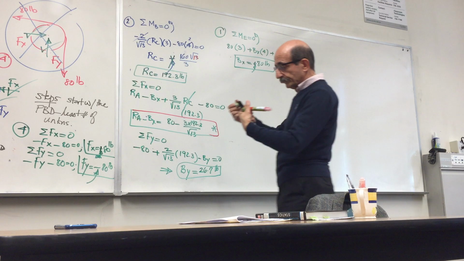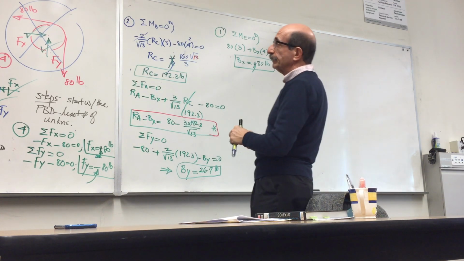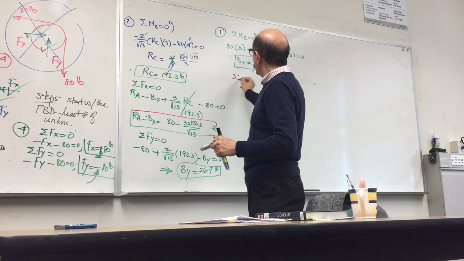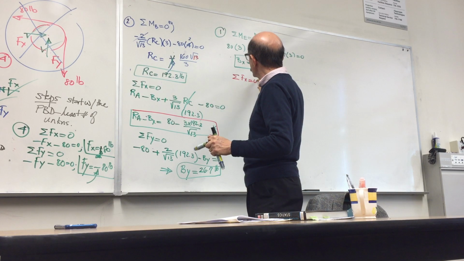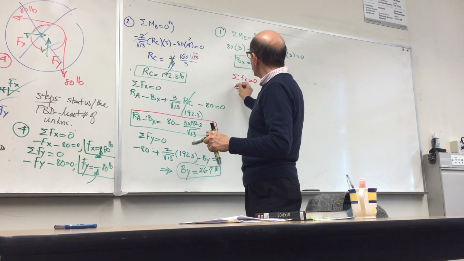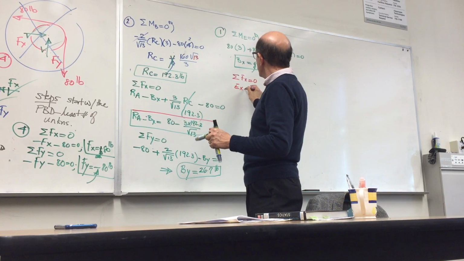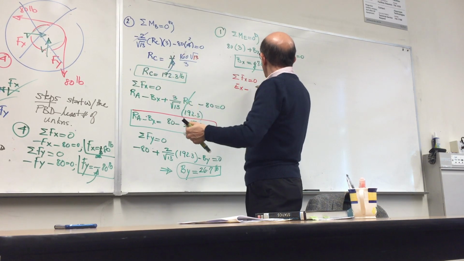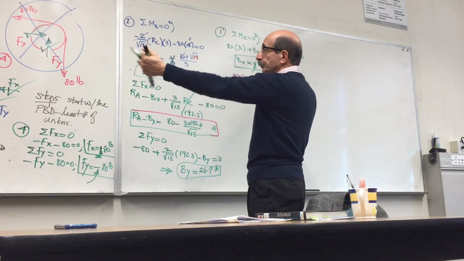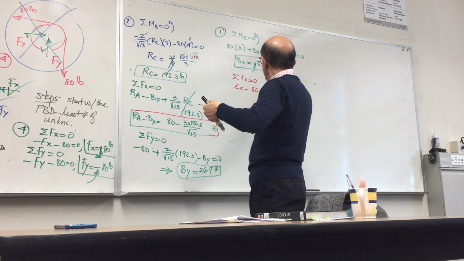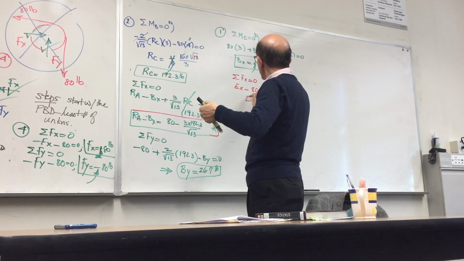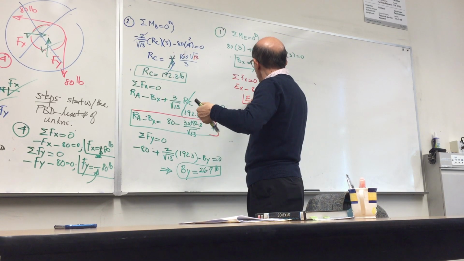Okay? So in that same diagram, now if I write summation of forces along x is equal to 0, I have Ex, right, minus Bx, 80, okay, plus T, 80, equal to 0. So Ex turns out to be 0.